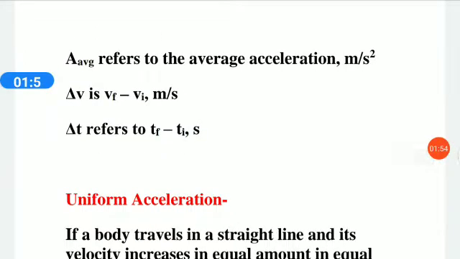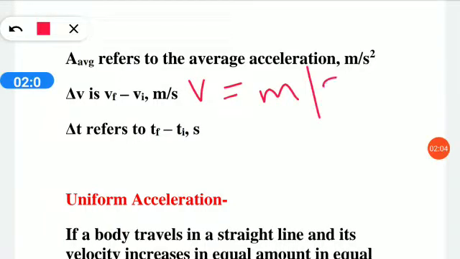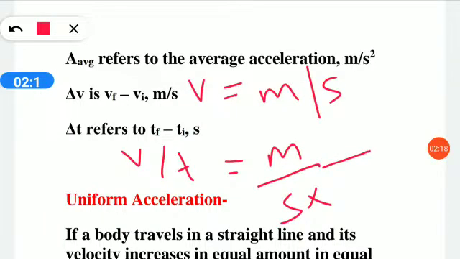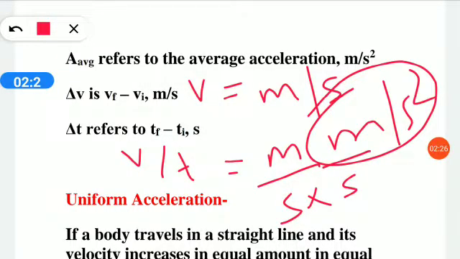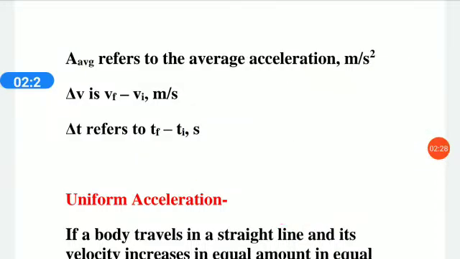How do we get meter per second square? Let's see. The unit of velocity is meter per second. So we denote acceleration as v by t. What is the unit of v? Meter per second, and divided again by t, and what is the unit of time? Second. So here we get meter per second square. Okay, this is the unit of acceleration.